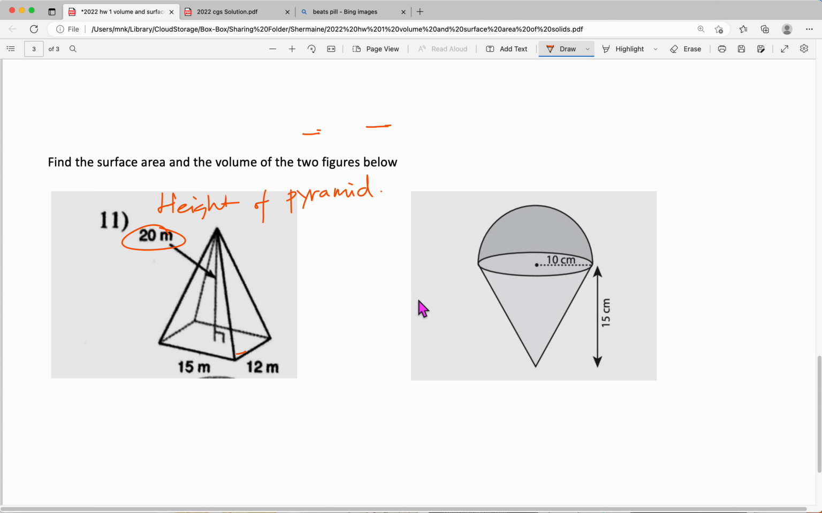Okay, and then now you need to find the left, right, back, front, right? So left means the left triangle. So this is the left, let's say you are looking at this. So the height of the left, is it 20? Of the triangle, is it 20? No, it's not. The height is here.